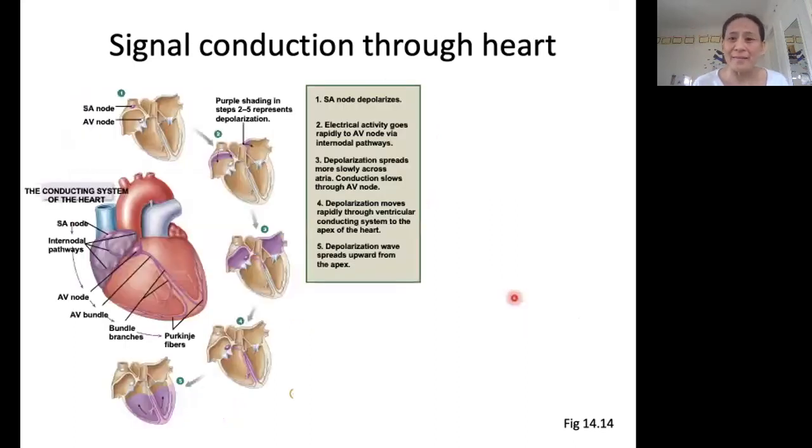Okay, so that basically covers the pathway of signal conduction through the heart. Just a quick recap, starting here at the SA node. You're going to depolarize the atria, and then you're going to end up delaying here at the AV node, and then the signal is going to go down the middle and then up the walls, okay?